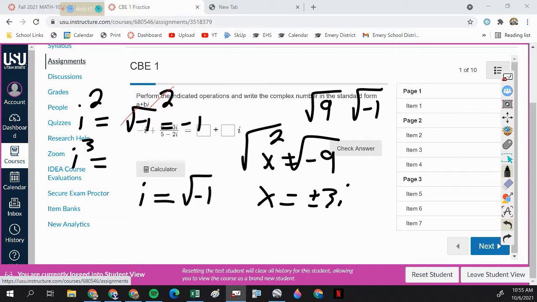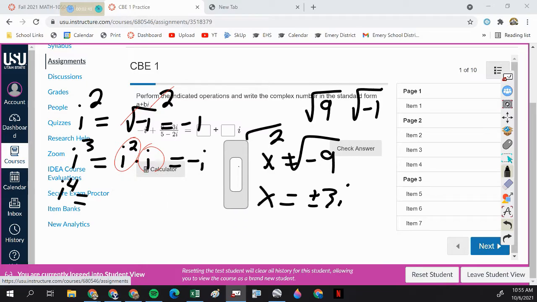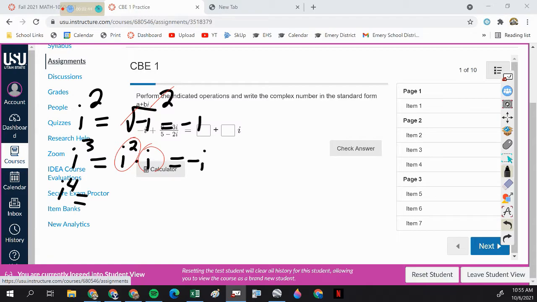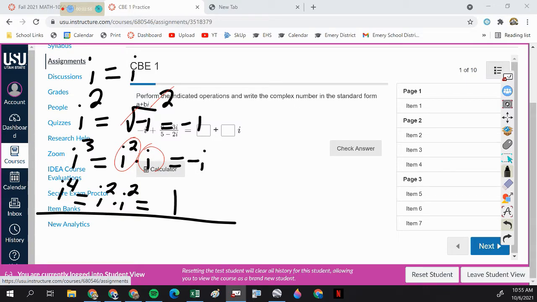What about i to the third? Well, that would be i squared times i. And i squared is -1, and i is the square root of -1, so this would just be -i. What about i to the fourth? So i to the fourth would be i squared times i squared. -1 times -1 would just be 1. So i is i, i squared is -1, i to the third is -i, and i to the fourth is 1.